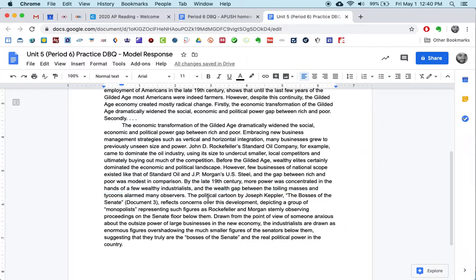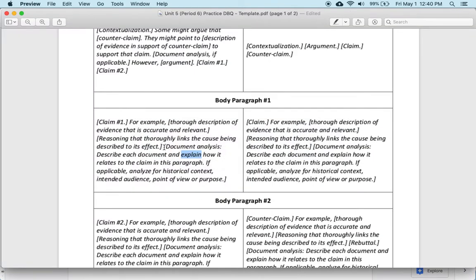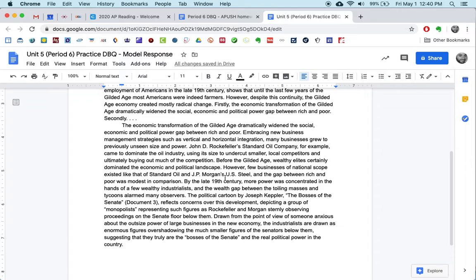So I've done 2 things I have to do in this year's DBQ, 4 documents. I have to describe each of those, and I have to explain how it connects to my claim. But for 2 documents, I also have to analyze it for historical context, intended audience, point of view, or purpose. And here's what I do here.